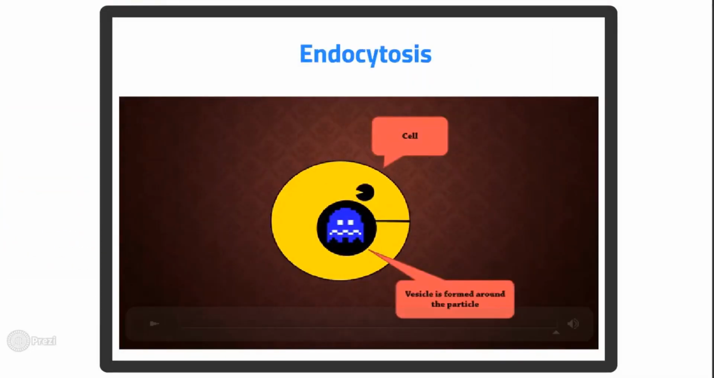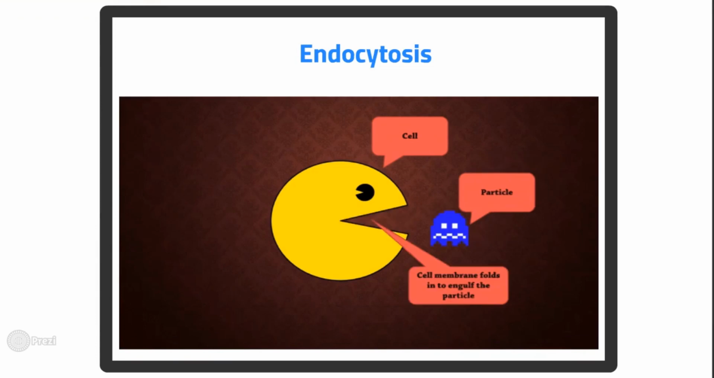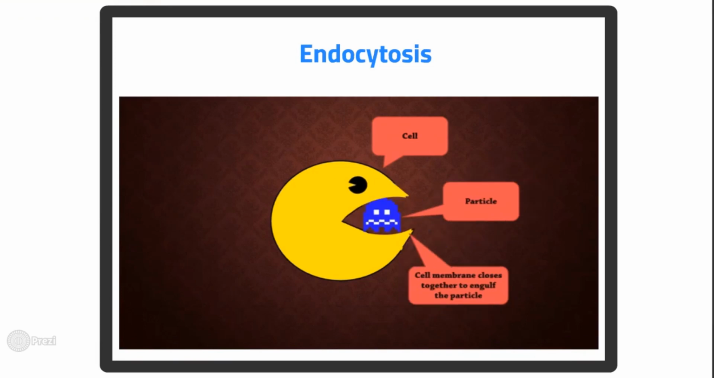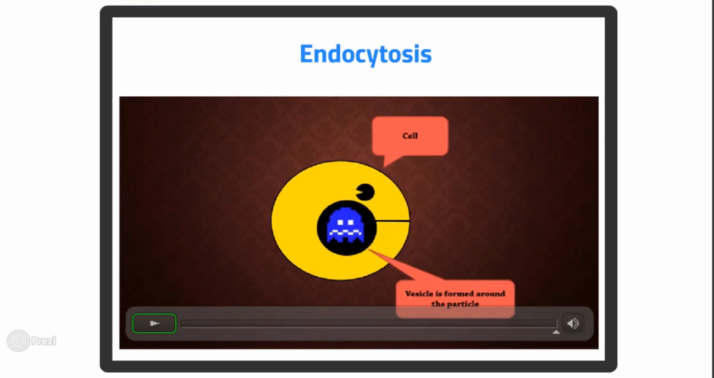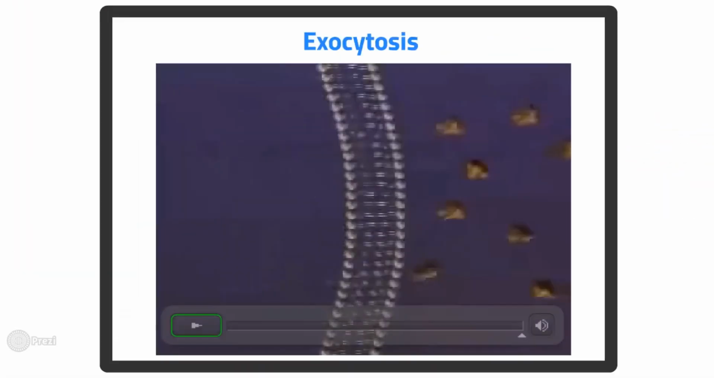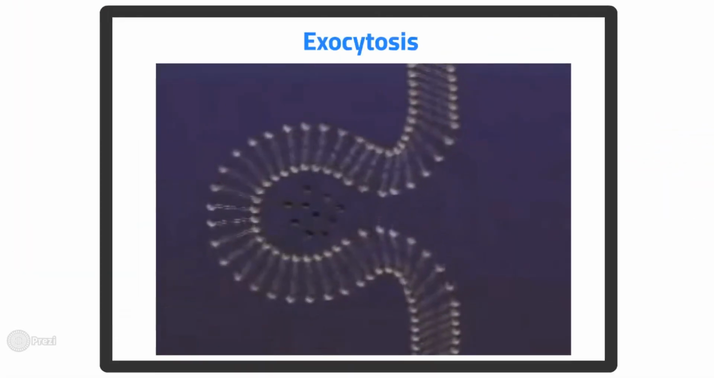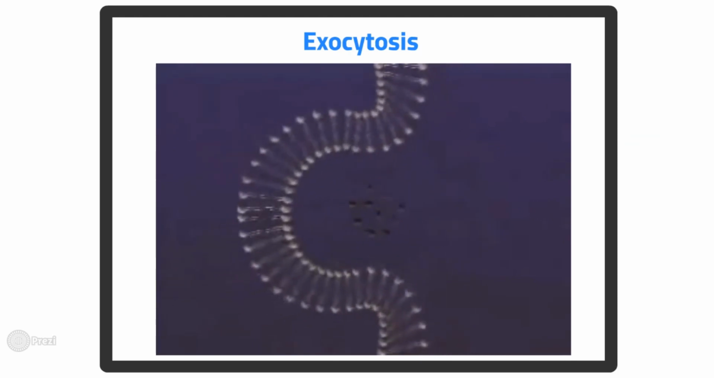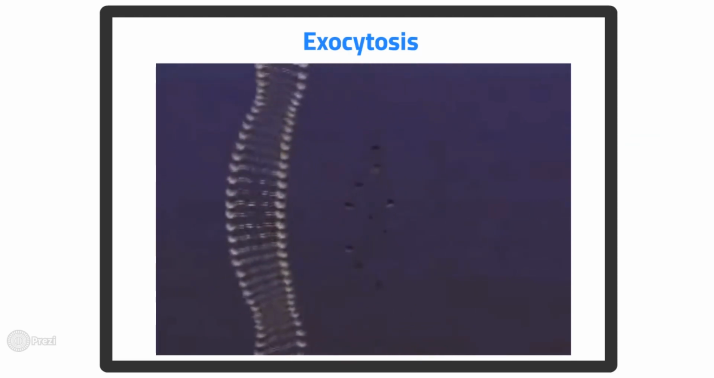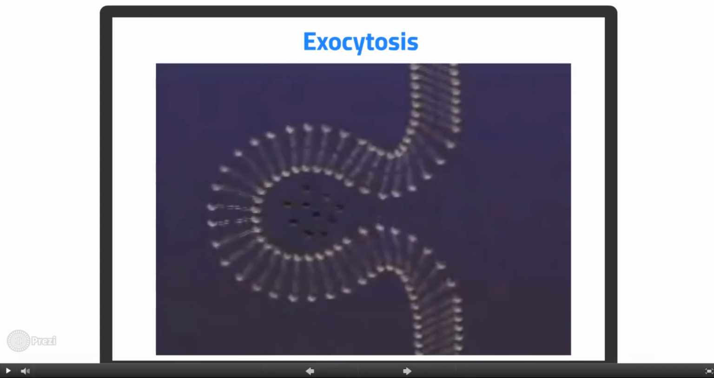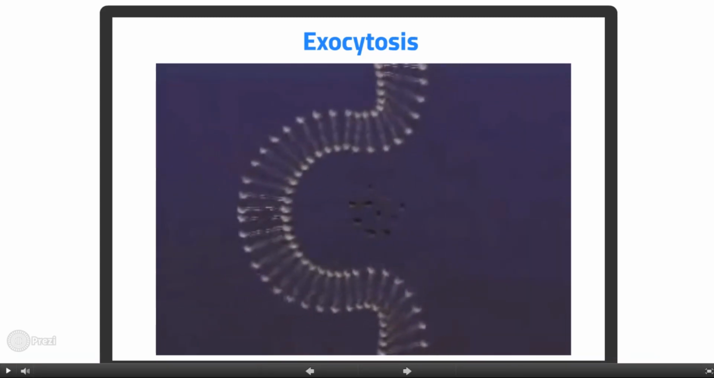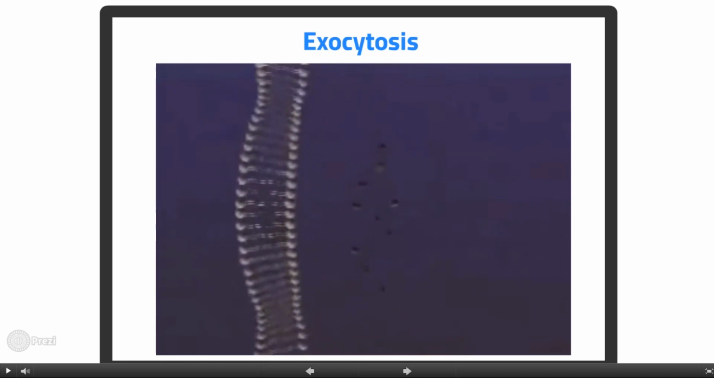Endocytosis. Fusing of substances with the cell membrane will form vesicles that can be taken inside the cell. Exocytosis is the reverse direction of endocytosis, so this is when molecules exit. It can also be used to get rid of cell waste. It's also really important for getting important material out of the cell that it has made.